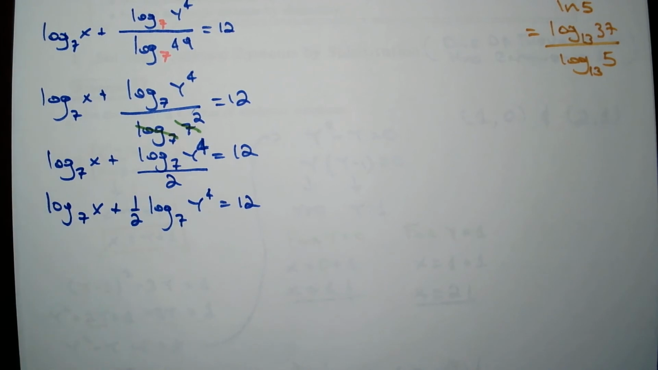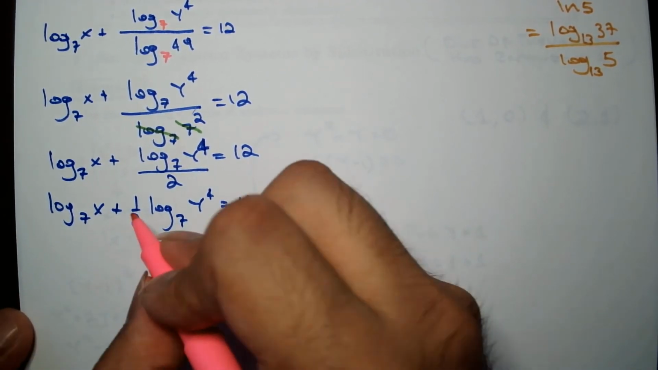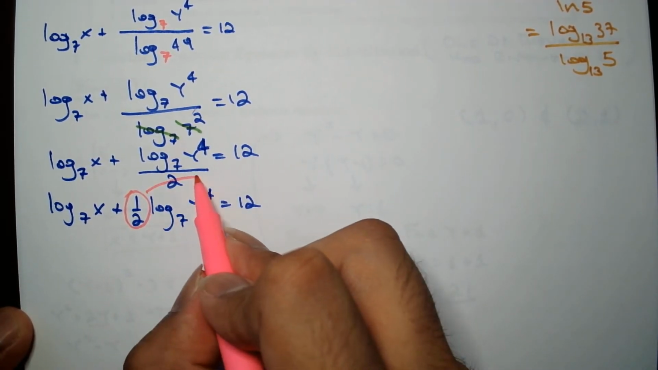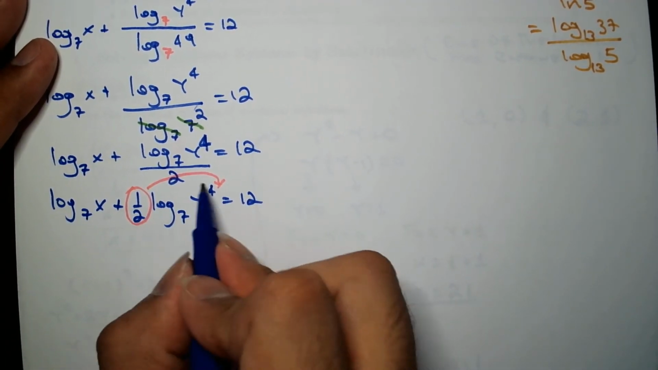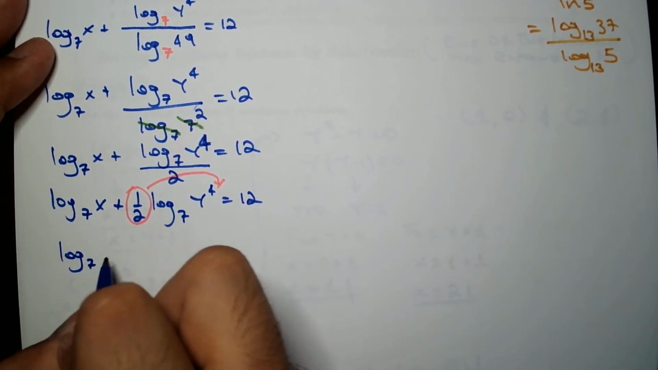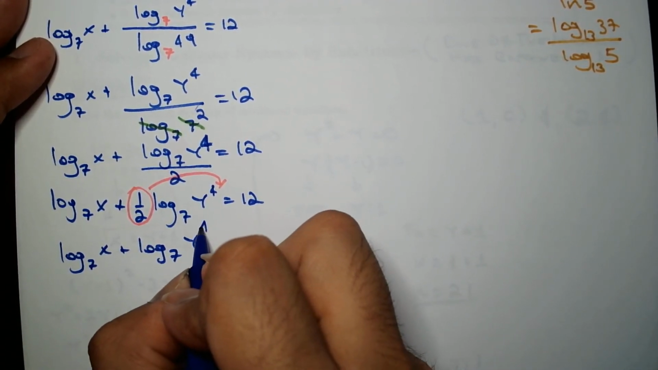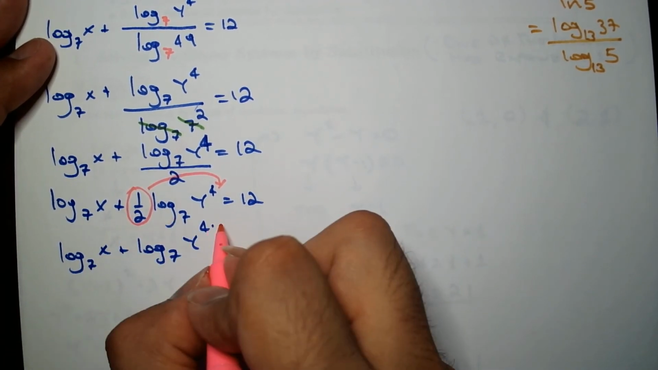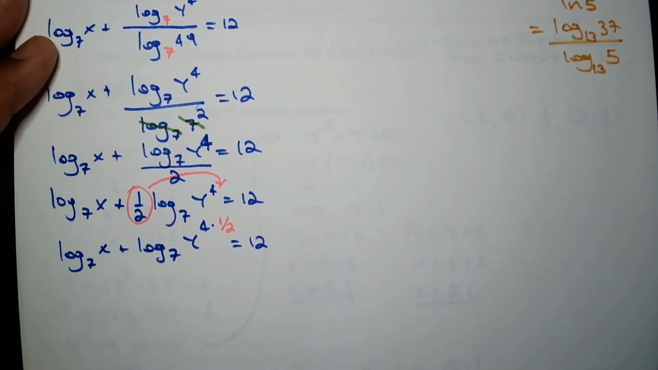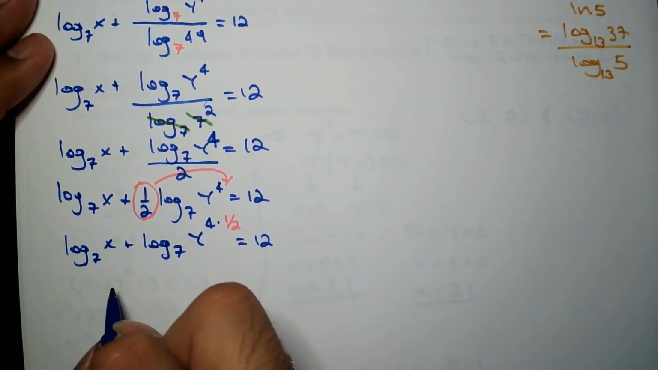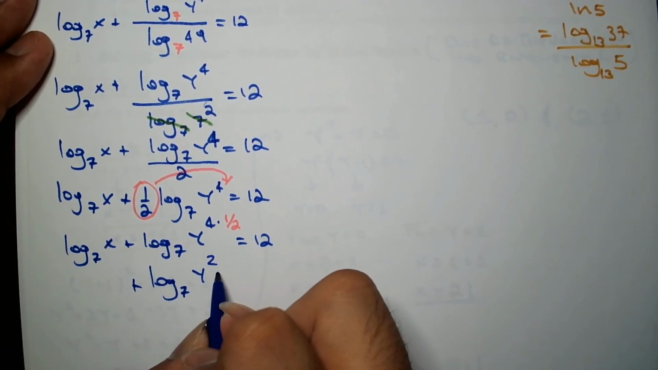All right. And we're almost ready to combine these two logarithms together, except that we need to have this coefficient as a power, using the power rule. So log base 7 of x plus log base 7 of y to the 4th power times 1/2 equals 12. But what is 4 times a half? Isn't that a 2? Yes, it is. Y squared.